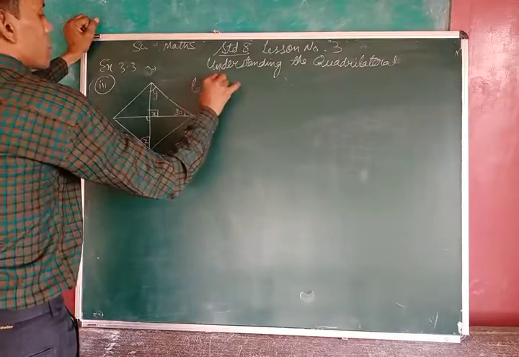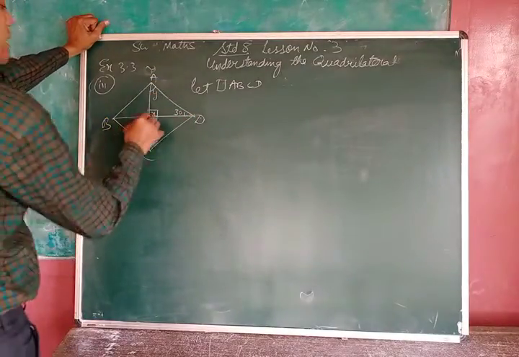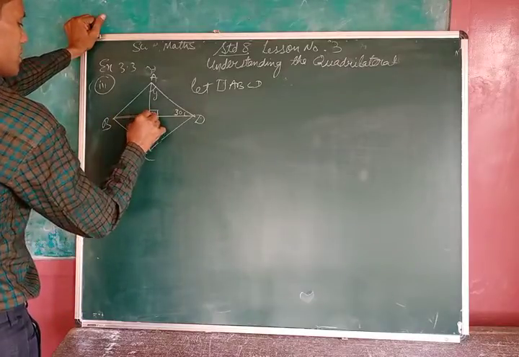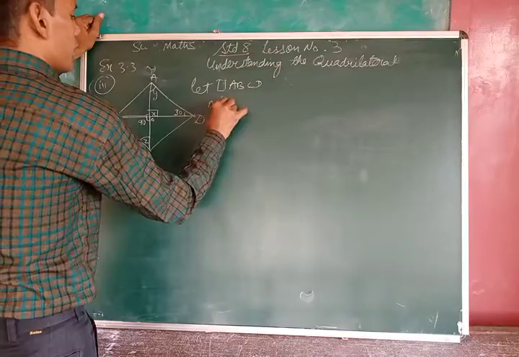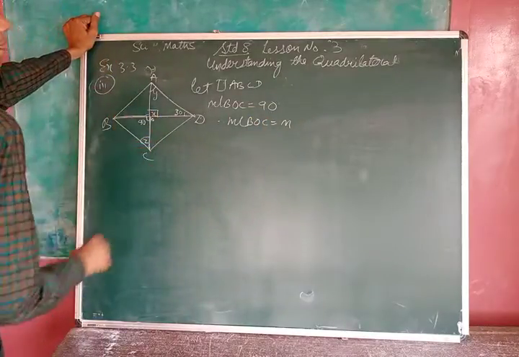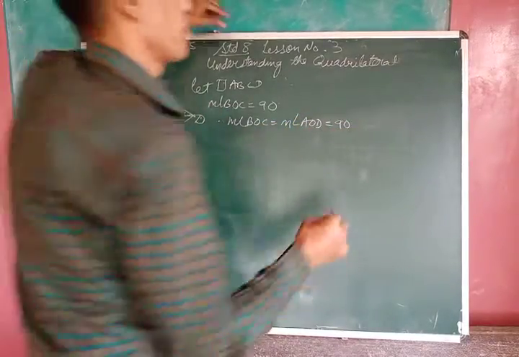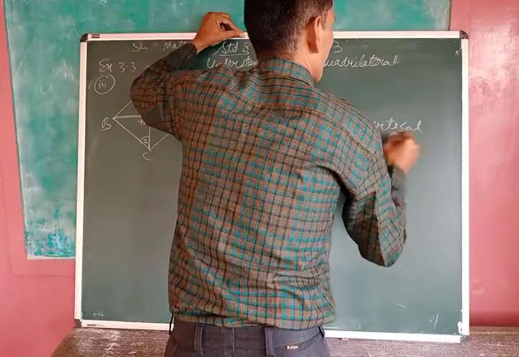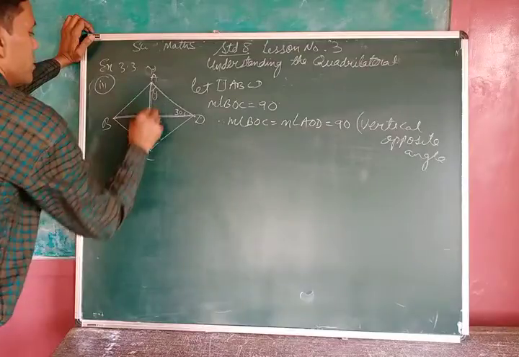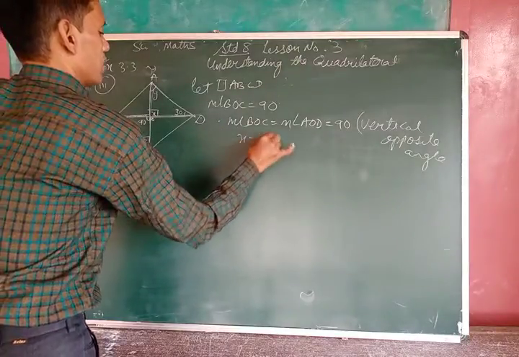See, again let the quadrilateral be A, B, C, D. Now we know that it intersects at this point. This is 90. Vertical opposite angles are equal. Here it intersects at point O. So measure angle BOC is 90. Therefore, measure angle BOC is equal to DOA or AOD, 90. The reason is vertical opposite angles. Therefore, X is equal to 90.